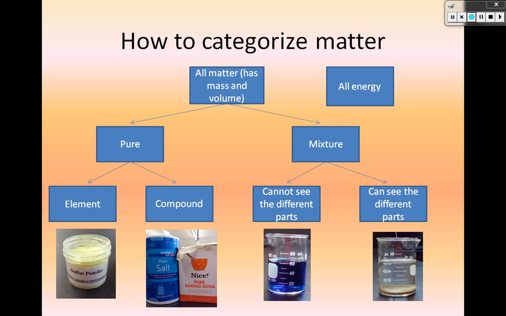And then on the other hand, you have mixtures where you can see the different parts. So this one is sand and water, and you can obviously see the sand there. And even if I mixed it up, you could still probably see the sand. And one big difference between pure and mixtures is that you can separate mixtures, but you can't separate pure substances. So it makes sense that you can't separate sulfur because it's just an element. But you also can't separate like the sodium from the chlorine in salt, or the sodium from the hydrogen and the carbon and the oxygen in baking soda. You can't separate those. As we've been saying, they're stuck together like Legos.